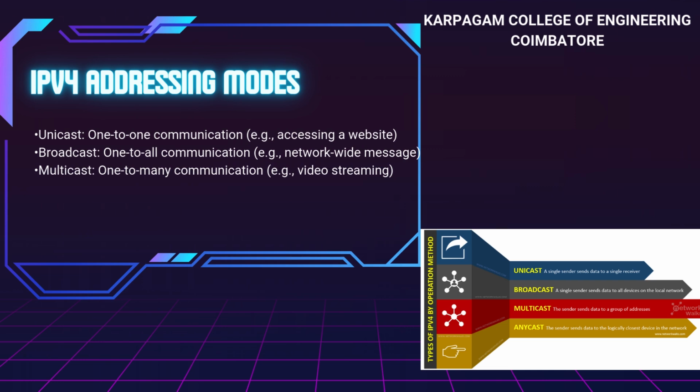For example, 192.168.1.0/24 means that 24 bits are for the network. It helps to reduce IP wastage in large organizations.